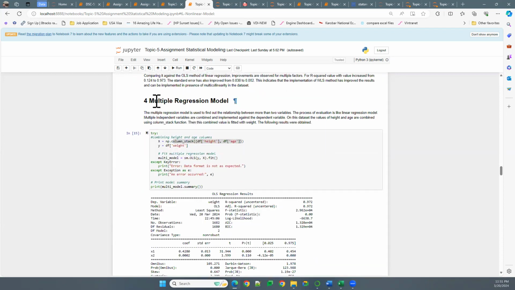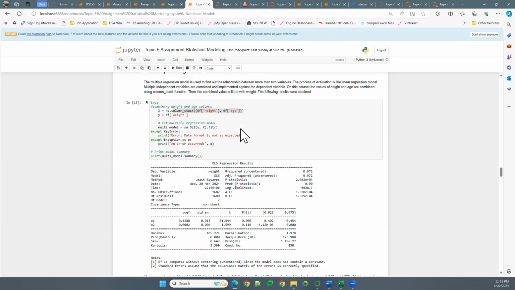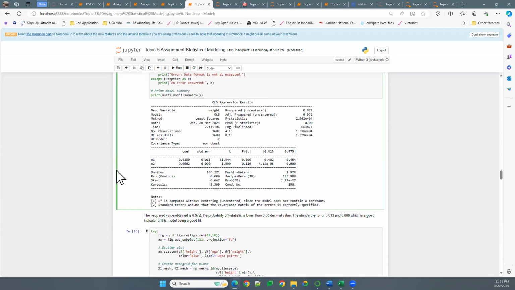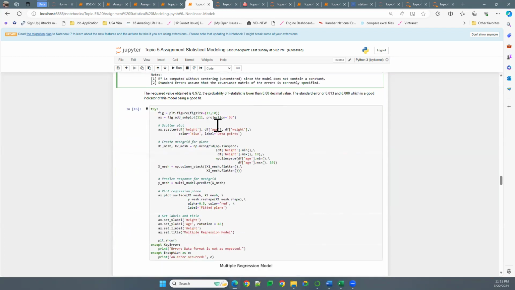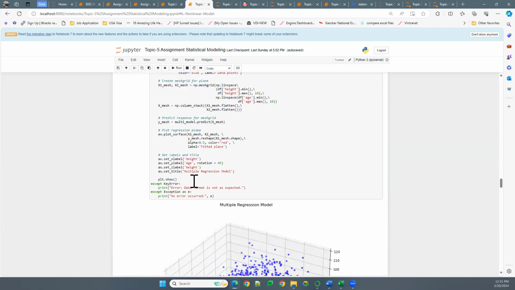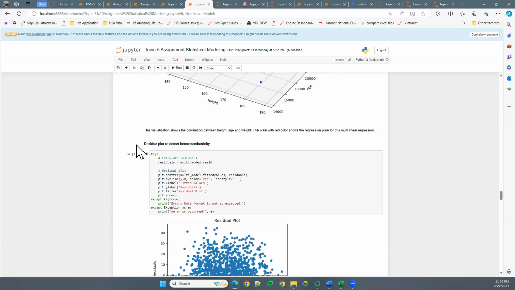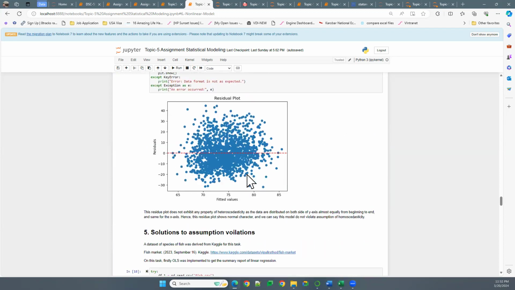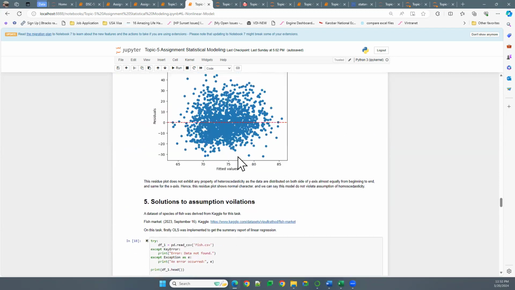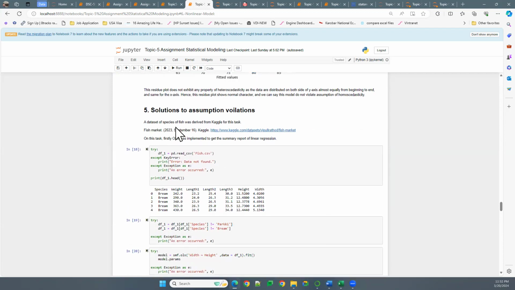And for number 4, I did the multiple regression model. I combined the height and age stack and then evaluated the summary. And after that, plotted the 3D graph and then the residue plot, proving that the assumption of homoscedasticity has not been violated.